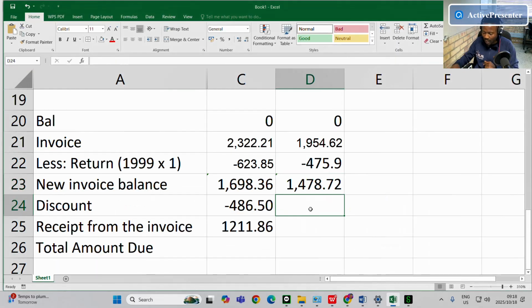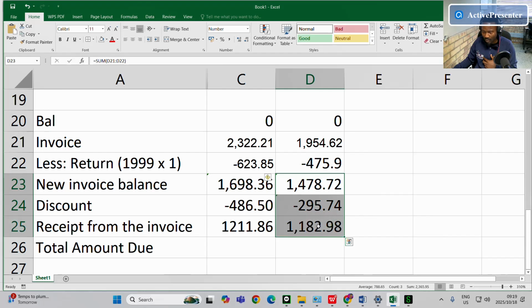So to get the discount, obviously you're going to take the new invoice balance times 20%. I need this amount to be negative. So meaning you're going to take this invoice balance minus the discount to get the receipt from the customer. So this is the receipt from the customer, and this is the discount. So this is what we're going to record. The receipt, this is what we received, and this is the discount we allowed to this customer.